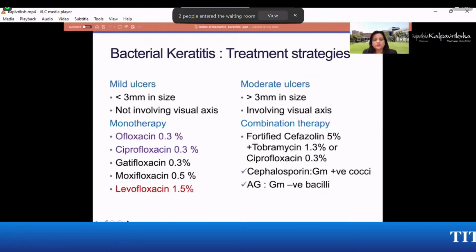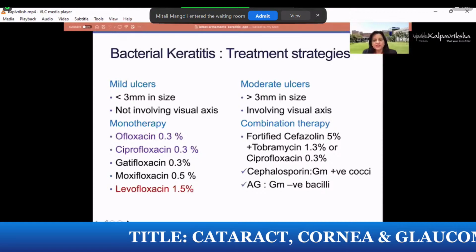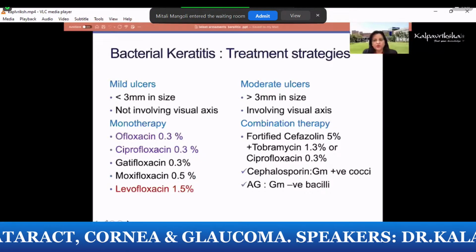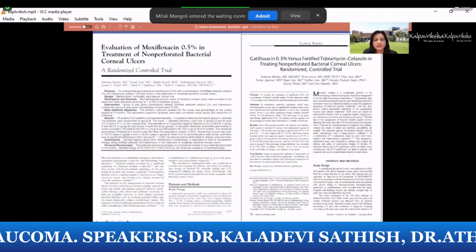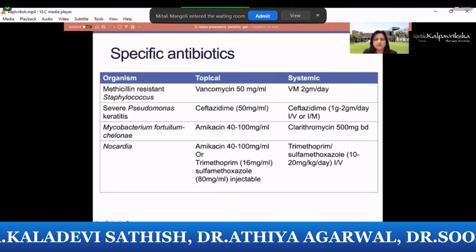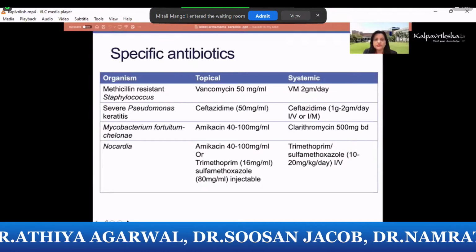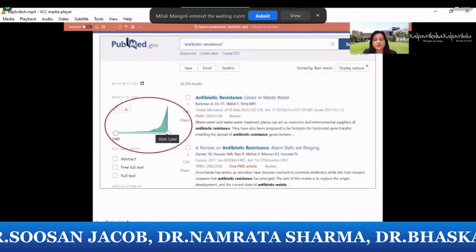The new kid on the block is, and we are doing whether it compares with combination therapy or not. These are our previous 2 studies with moxifloxacin and gatifloxacin vis-a-vis combination therapy. And of course, specific antibiotics have to be given for specific organisms, and we are all aware of this in various situations where it has to be given.